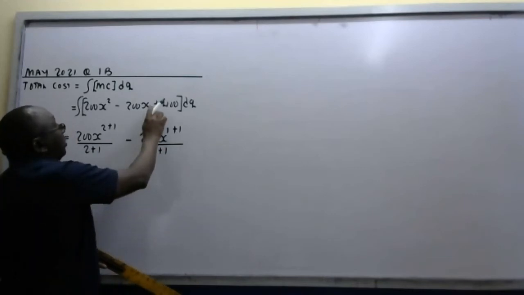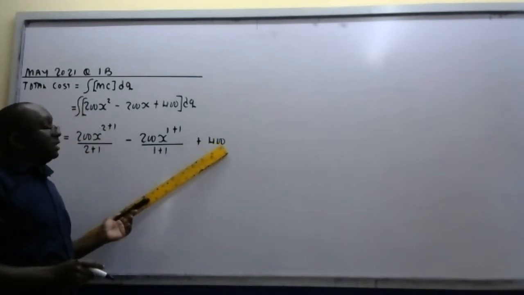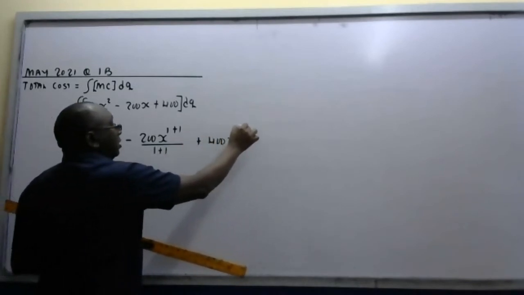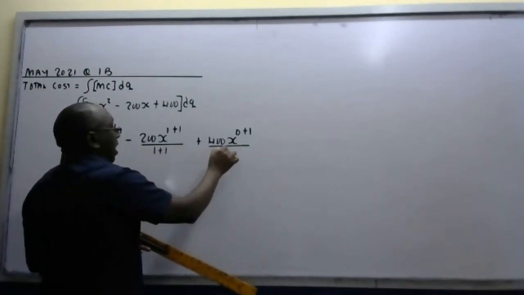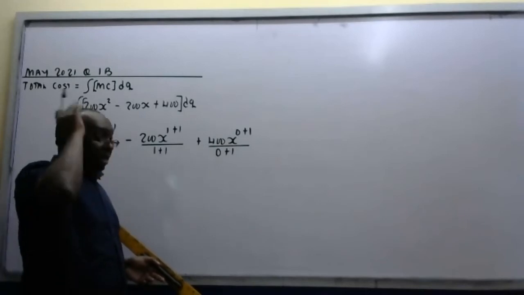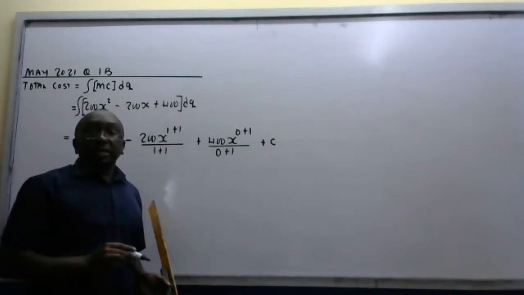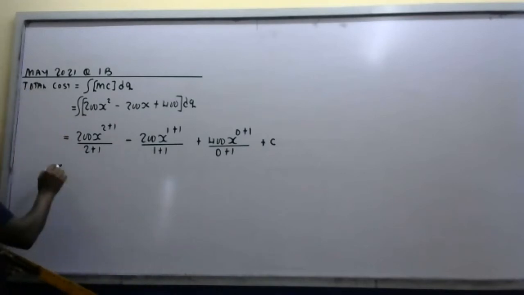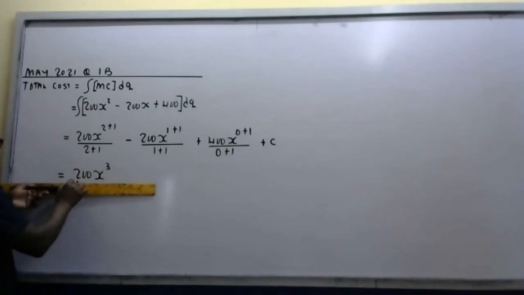Then we come to this one, plus 400. When a number is like this, it means it has x raised to power 0. So it is 400x raised to power 0. You add back 1, divide by the new power, which is 0 plus 1. Then you add the constant of integration c, and from there you come and say 200x raised to power 3, you divide by 3.